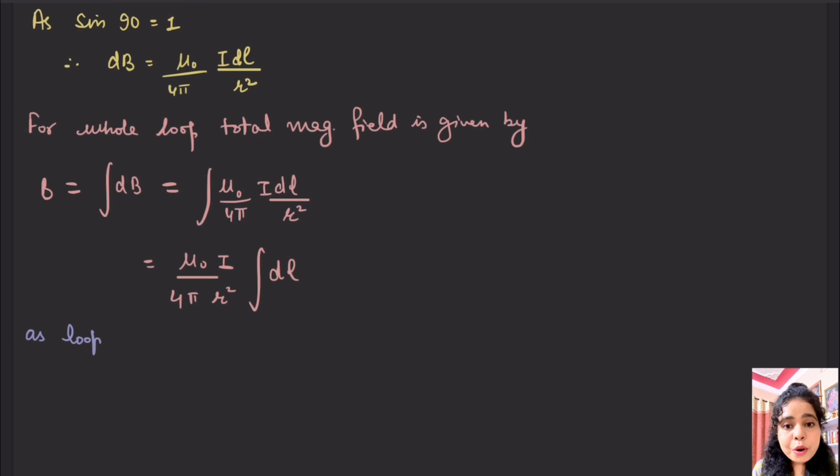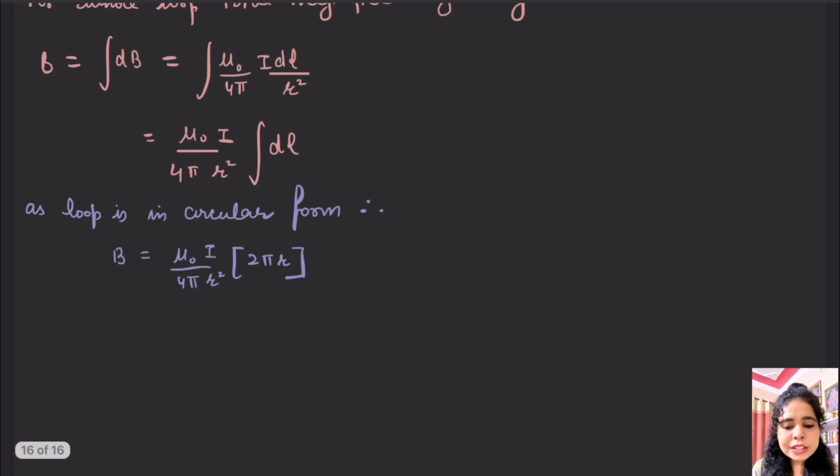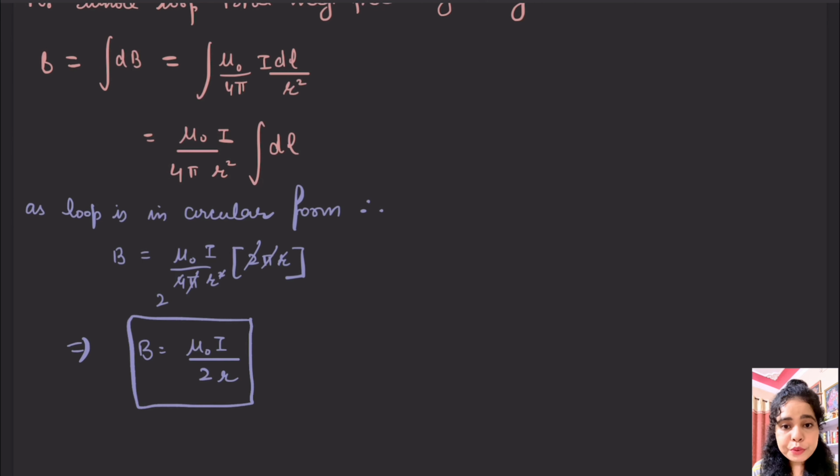If we add up all these small lengths, it will turn out to be the circular loop. For a circular loop, we know the circumference represents the total length of the circle. Therefore we write B equal to mu naught upon 4 pi, I upon r square, and 2 pi r, which is the integration of dl. We cancel out pi, and we cancel the 2 and one r. We are left with B equal to mu naught I upon 2r. So this is the expression for the magnetic field which is produced at the center due to the current carrying loop.